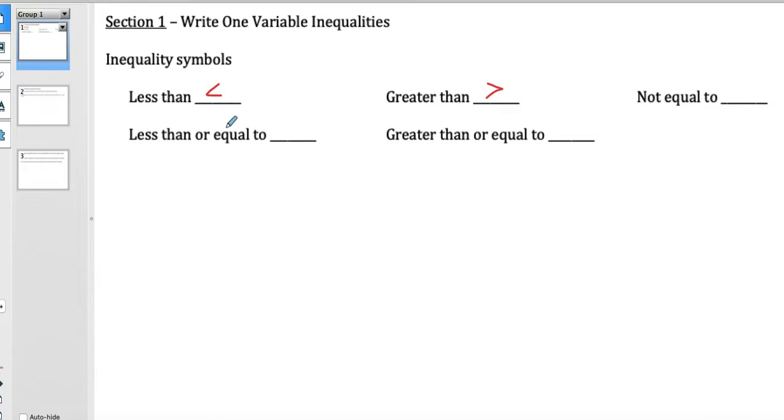Other symbols that you might be familiar with would be less than or equal to, and greater than or equal to. Those are the 4 inequality symbols that you're most likely familiar with. Also, the word inequality negates equality, so not equal, you can have the not equal sign with a slash through it. So let's use these symbols here to write some inequalities for some sentences.